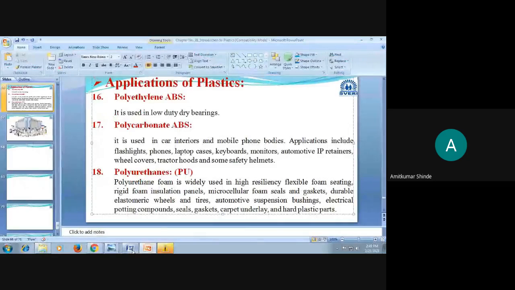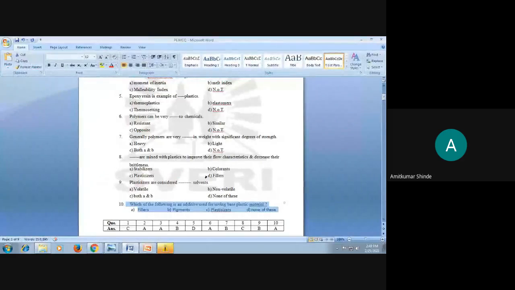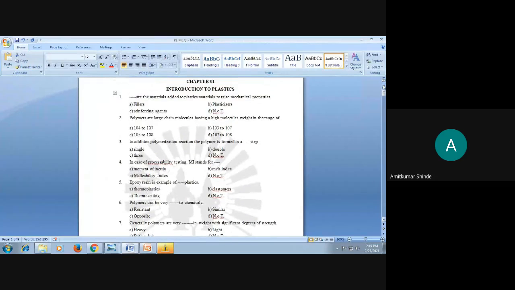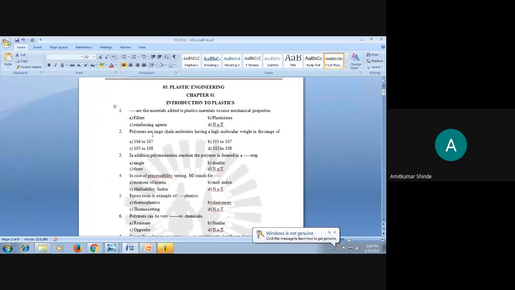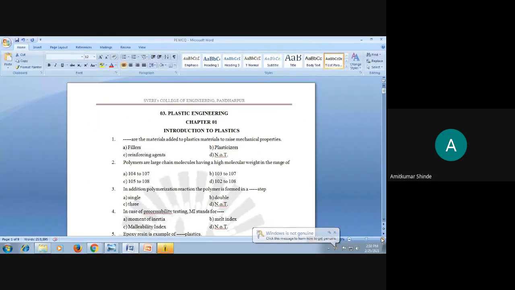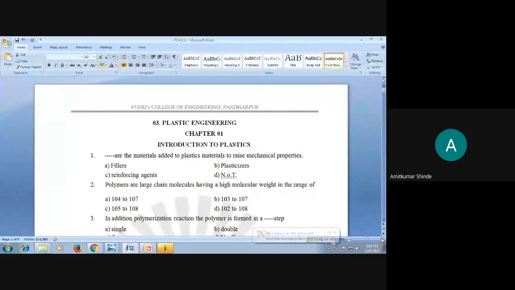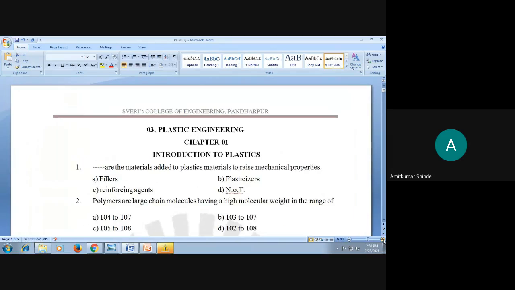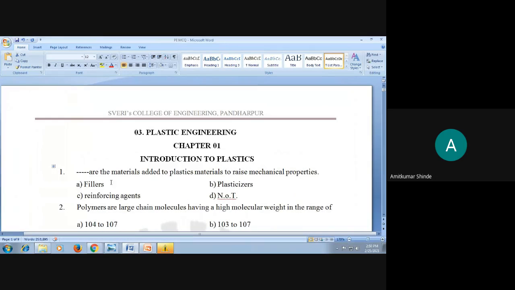Now after these applications, I will move towards some MCQ questions. I think it may be visible. I will zoom it again. Okay, the first question. I will solve it.